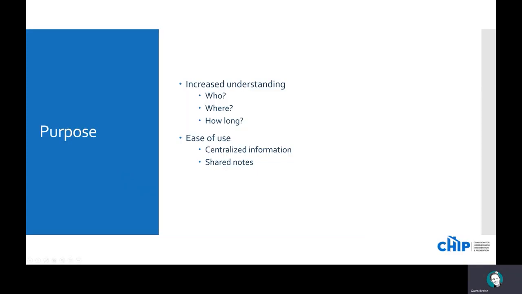So the reason we're rolling this out is that the new and improved by name list for veterans helps us understand who is experiencing homelessness in our community, where this is happening roughly, if we can tell based on shelter enrollments, and how long this has been happening. The beauty of this list is that it's much, much easier to use than our existing list. This brings a lot of information all into one place and lets us share notes across agencies and organizations.